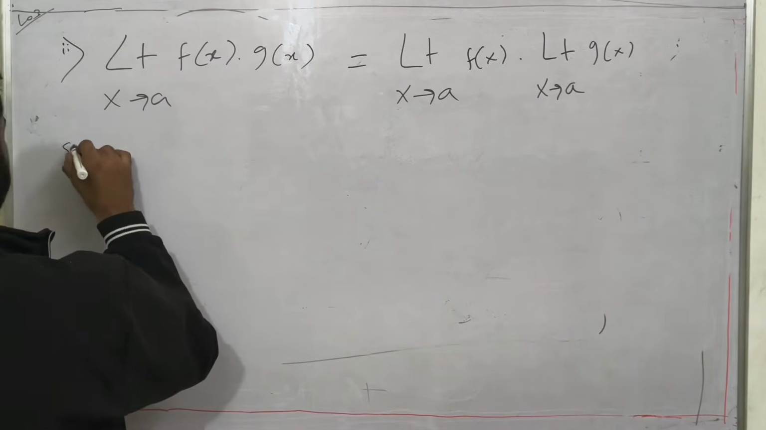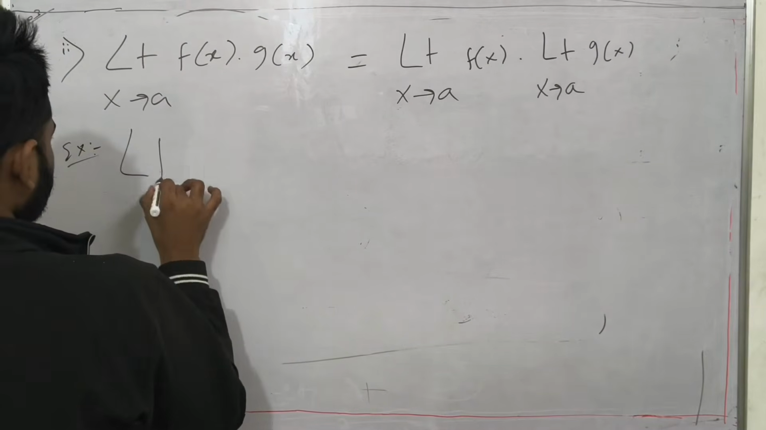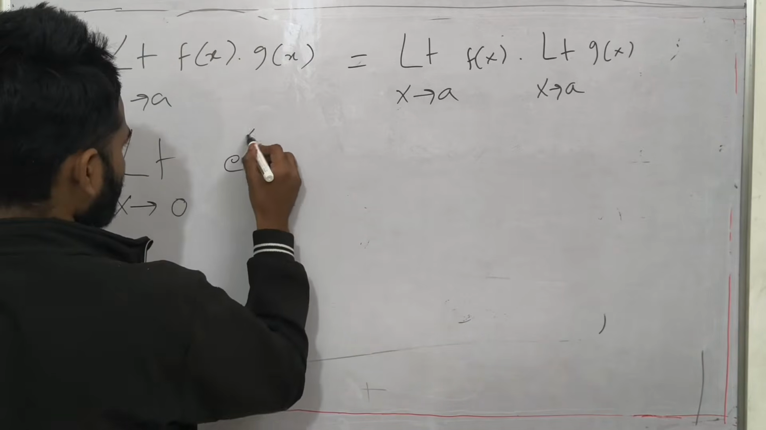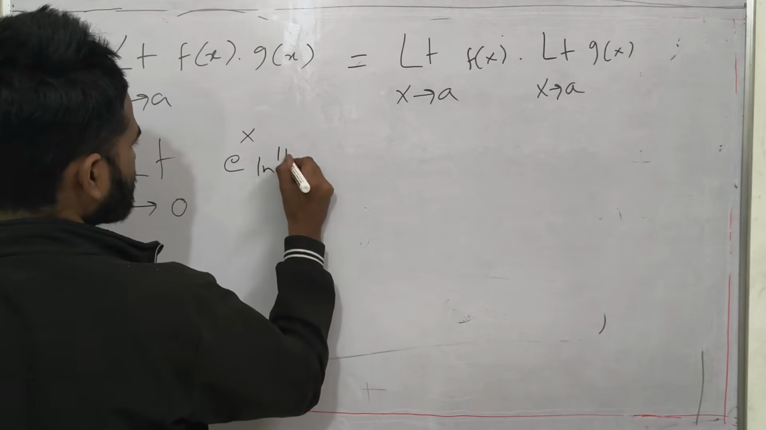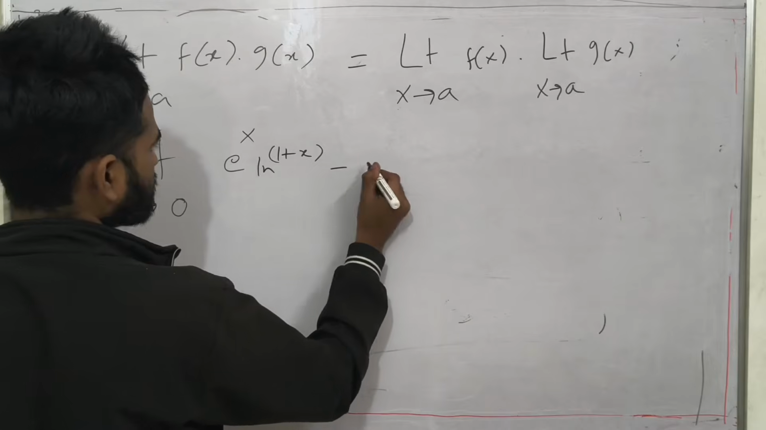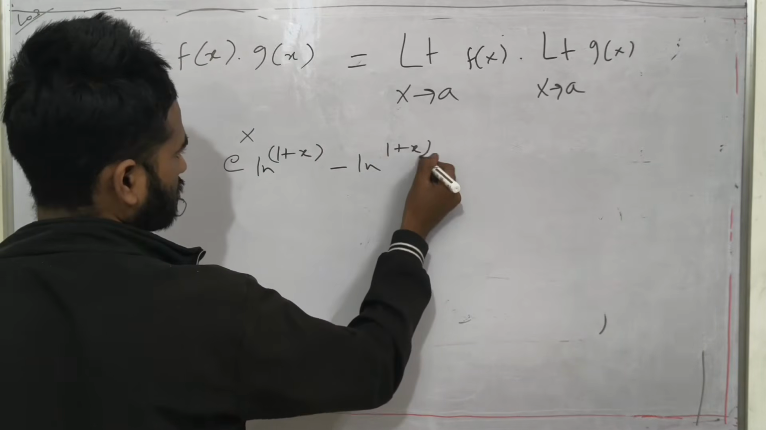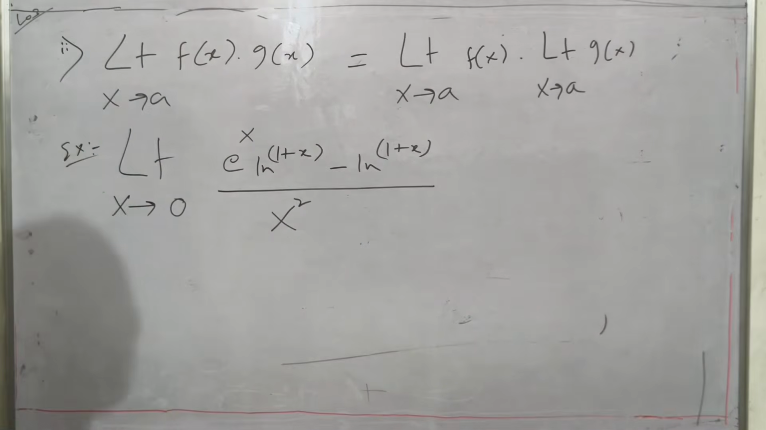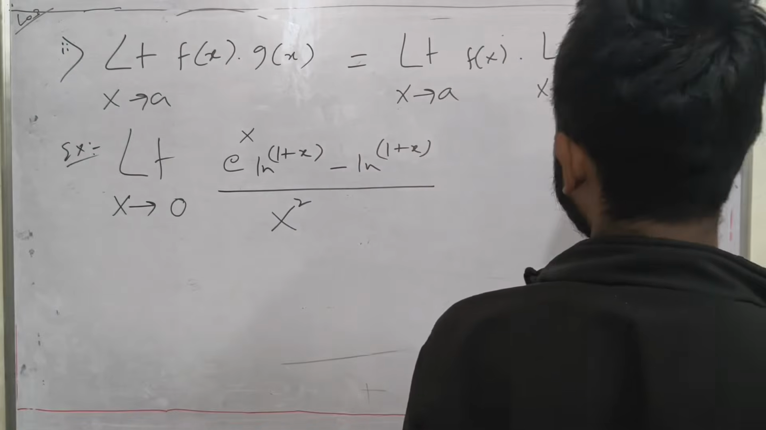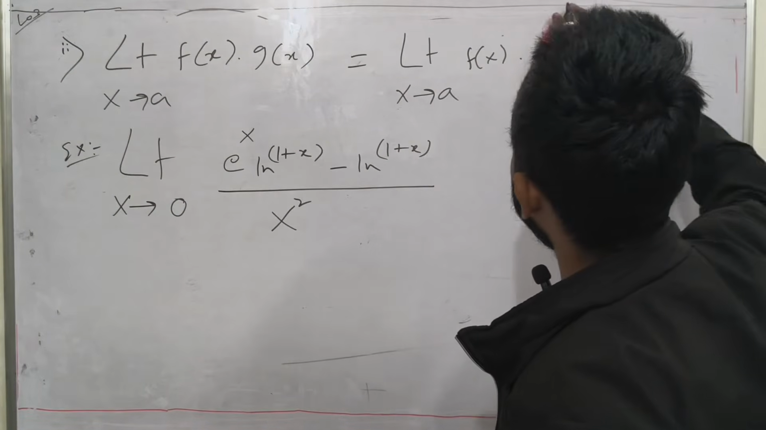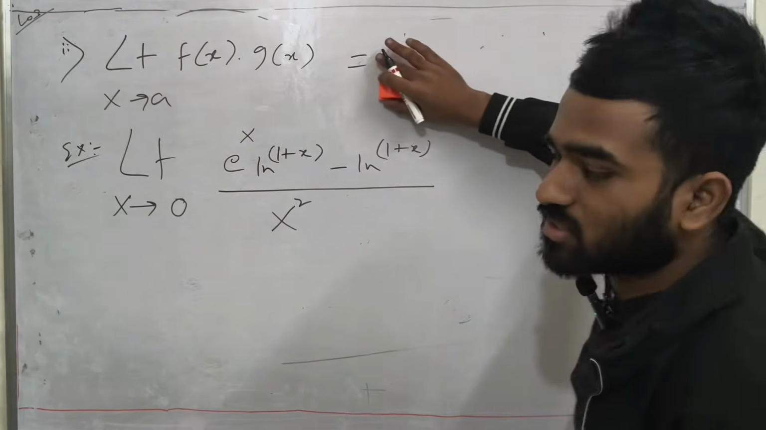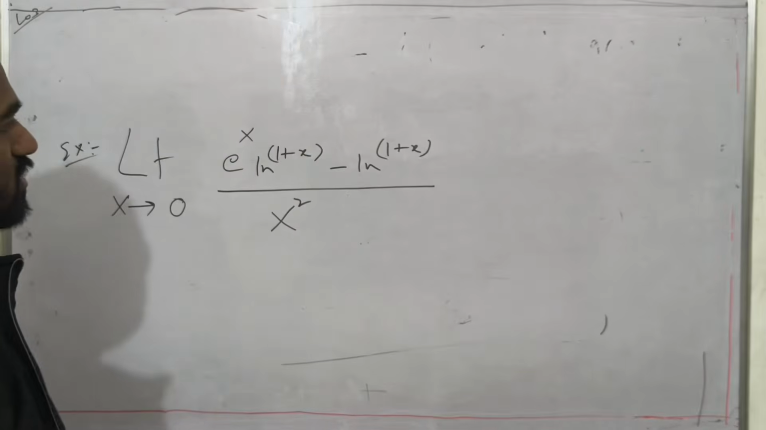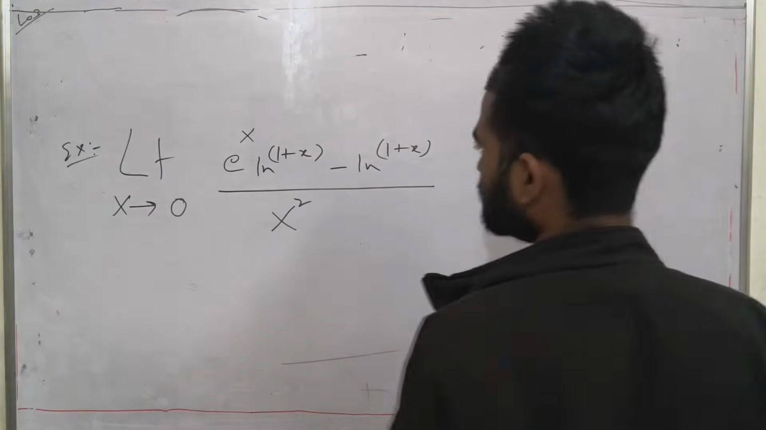Let's take an example. The example is limit x tends to 0 of e power x ln of 1 plus x, minus ln of 1 plus x, by x square. Okay, this is our example. How to find it using this formula? एग्जाम में फॉर्मूला नहीं, you just use this as a tool for simplicity. Okay, these are basic questions.